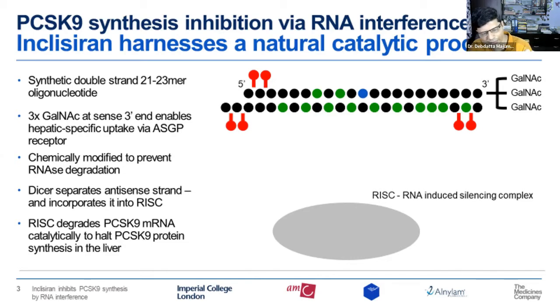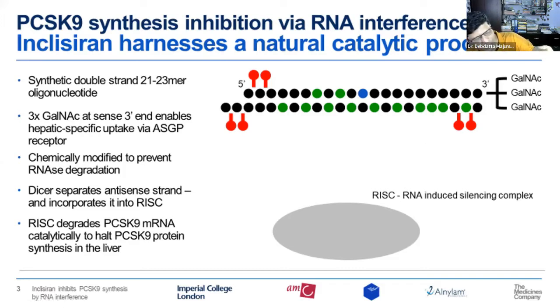There is a dicer, a splitting enzyme, which will split the RNA into two strands, sense strand and antisense strand. The sense strand will be metabolized on its own. What will remain is the antisense strand. That will, in the cell, bind to an argonaute protein, and this will form what is called the RNA induced silencing complex. And what will that do?